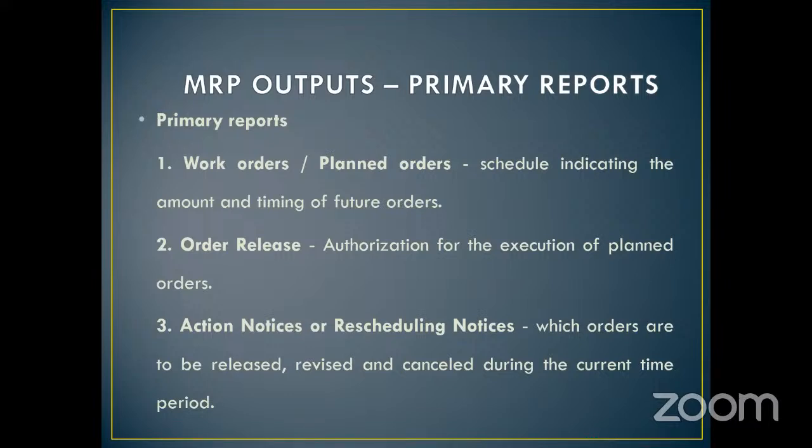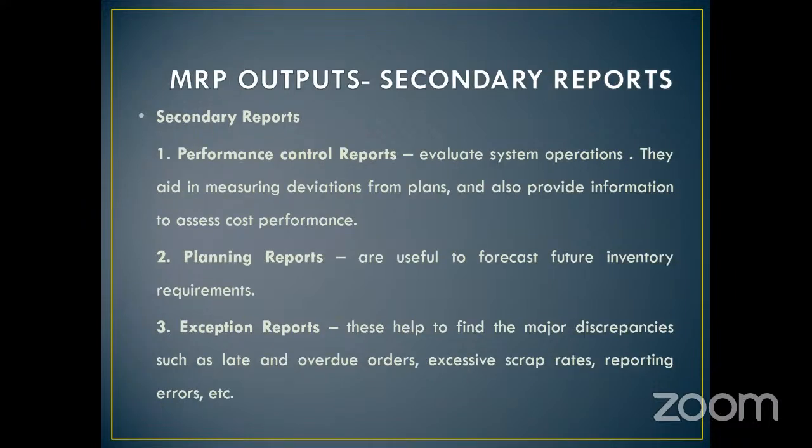So in this case, which order needs to be released? Which order do we have to revise? And which order are we going to cancel? All these things have to be maintained in a perfect report. These are called the primary reports.